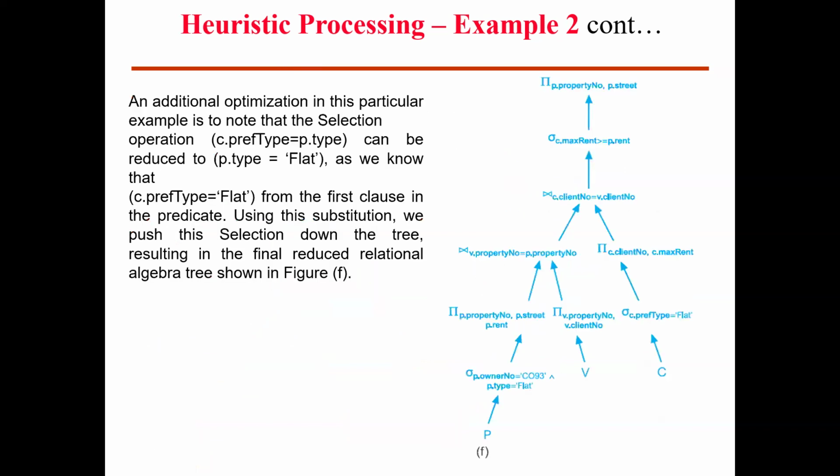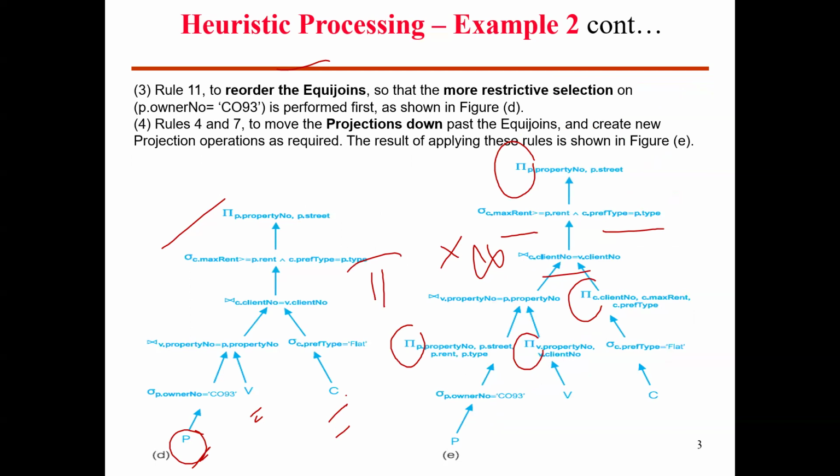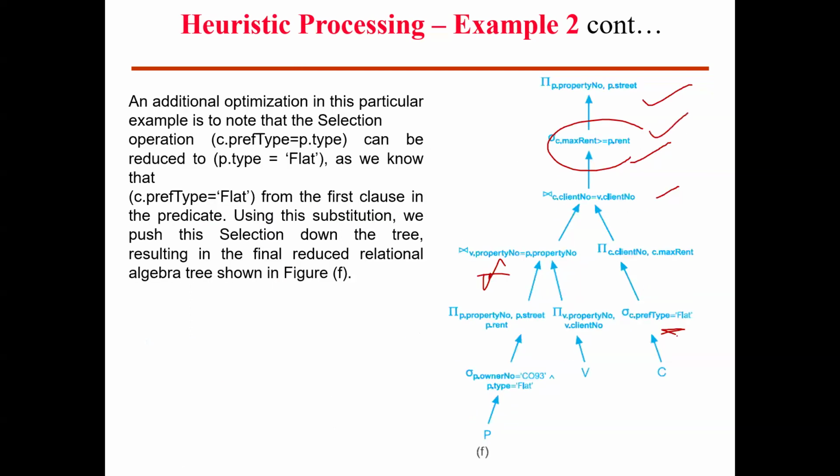Okay, now, yeah, so here we want to select the property and street, okay, where the maximum rent is greater than P rent and client number is equal to client number. So here we are putting only one condition. We are sending down another condition here. For example, here we are sending down the other condition. You see here, here we have property type and property rent. So property rent we kept it here, and we sent down the selection for flat still further. So the selection is done first, then the join is performed, and then you take out the final one.